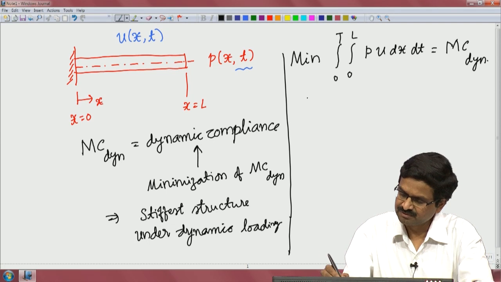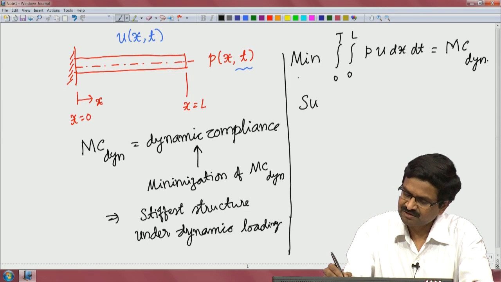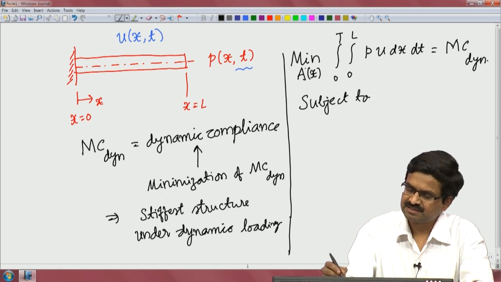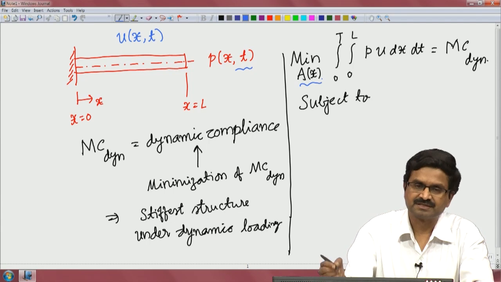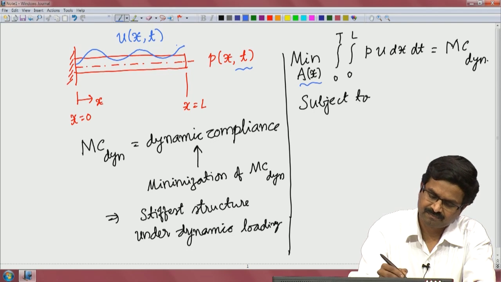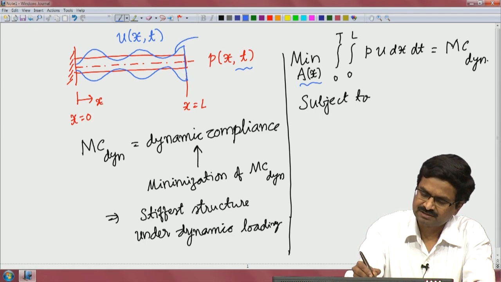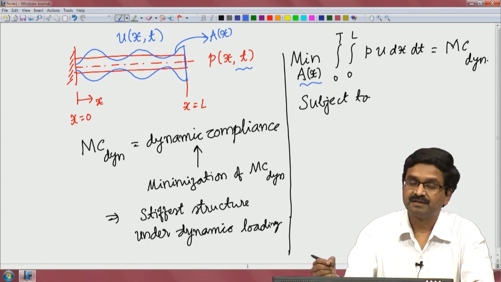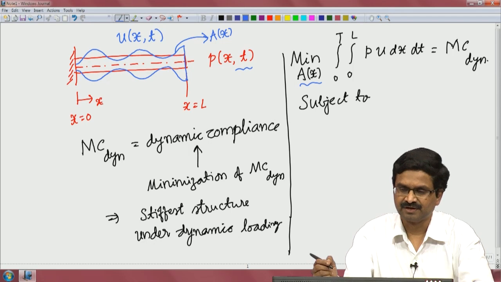Okay. We would like to do this subject to, and what is our variable? It is A of x. We will write the constraint. First, let us discuss what this A of x is that we have been using. That will be the cross section profile of the beam.